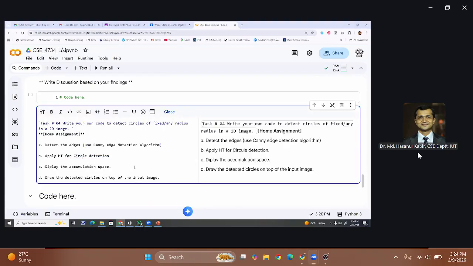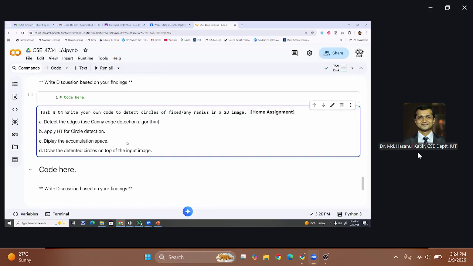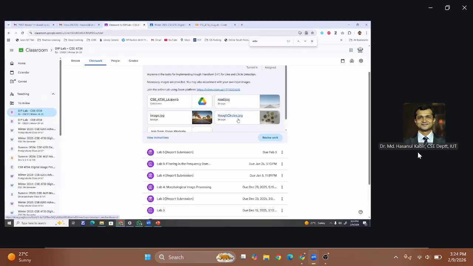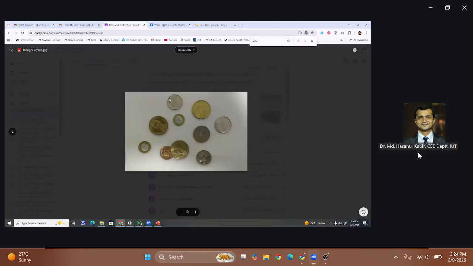Okay. You have to do it for circle detection. So in the same case, you have to detect the edges from the image. That's why I have given you a particular image that you can see. If you look at this particular image, what do we see? We see a lot of circles, right? So from this image, you have to detect circles.